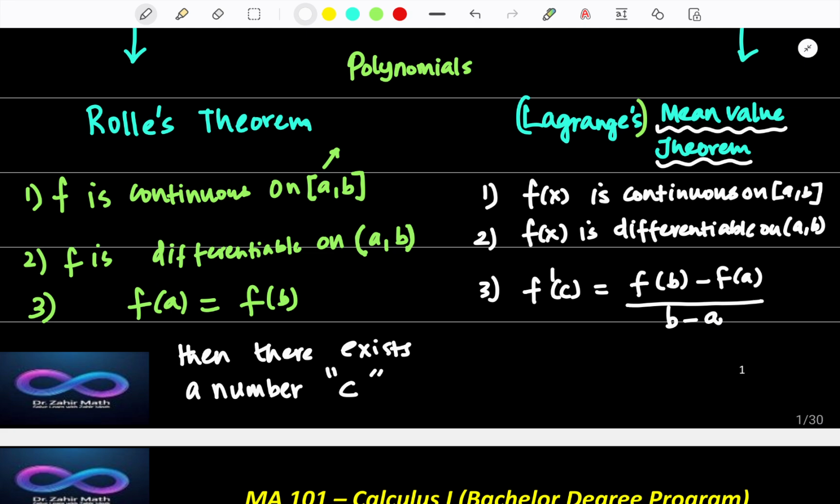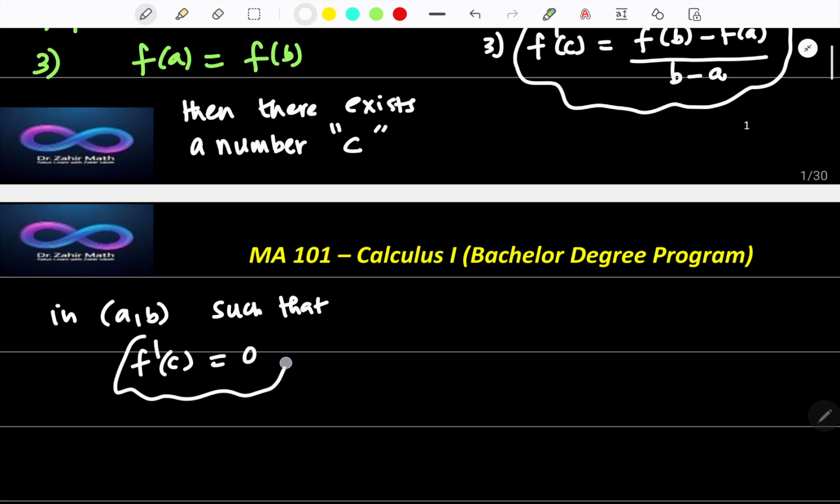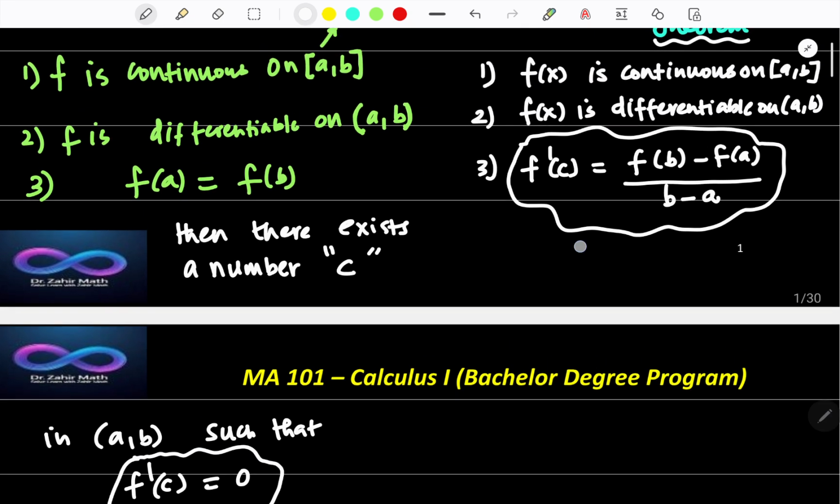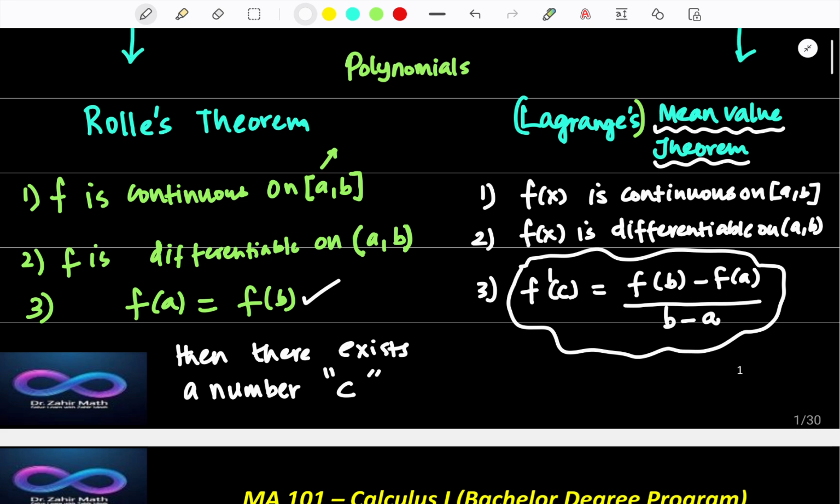But here, what is the situation? There exists a number c, but it should satisfy this condition. But here what is the condition? F dash of c is equal to 0. But what is the condition here? Here one condition more: f of a is equal to f of b. Here it is not necessary that f of a is equal to f of b. No need to check for mean value theorem.